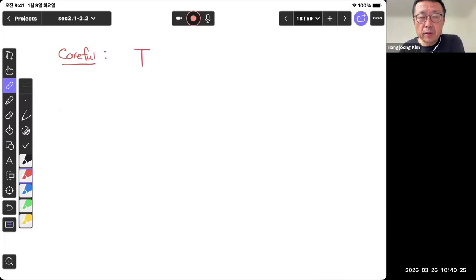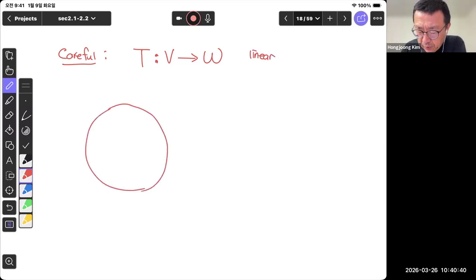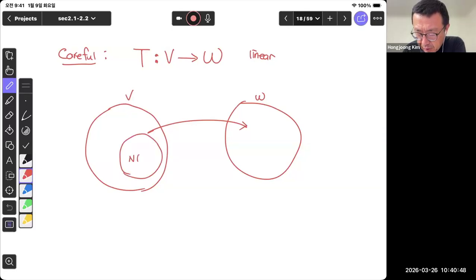So if I consider a linear mapping from V to W, and if this is linear, then I'm considering a certain mapping from V to W here. And the null space is a subspace of the domain, and the range or the image is a subspace of the codomain W. Okay, so please be careful. We just considered one subspace from V and W.